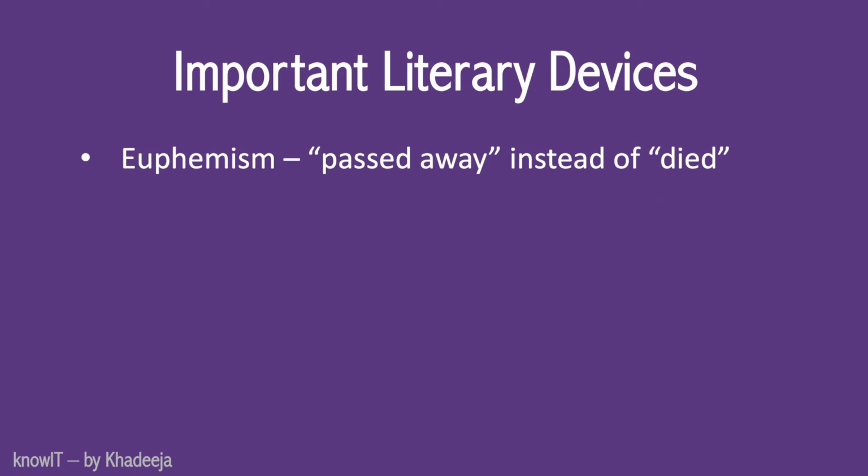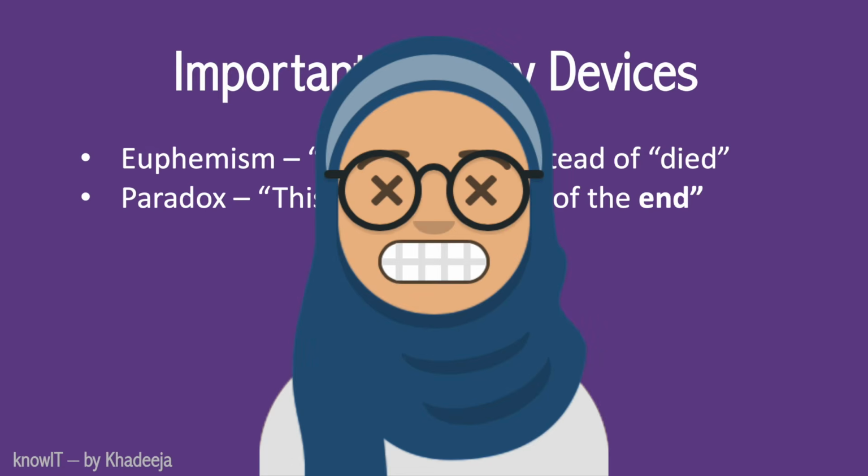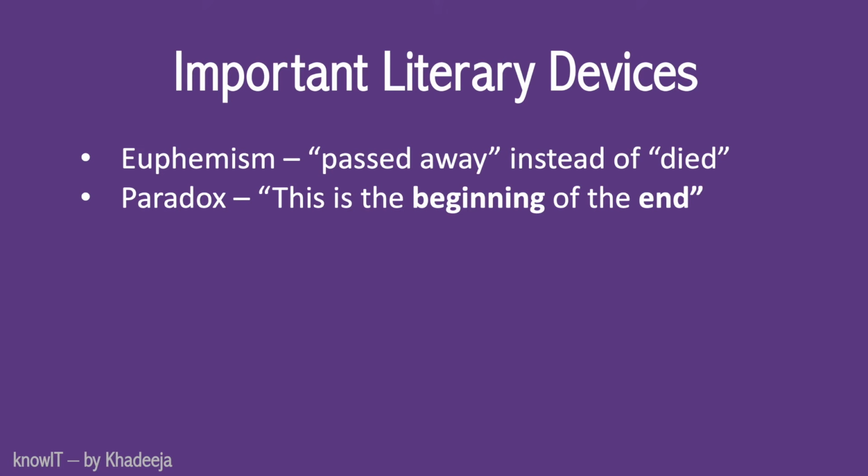So that's euphemism. Then there is paradox, which is a contradicting statement which is actually true in a way. So this is the beginning of the end. Now this is a contradictory statement in which we have contradictory words. Beginning and end are two contradictory words, but still the sentence makes sense and is perfectly true because the end also has a beginning. So this is the beginning of the end.